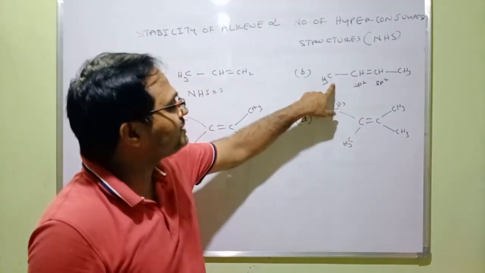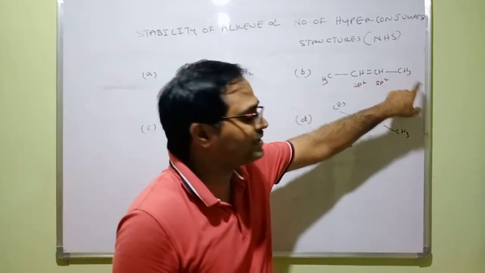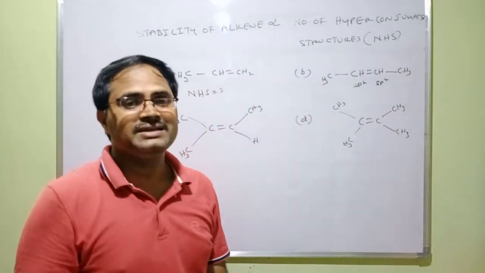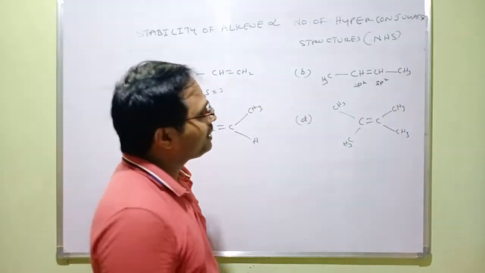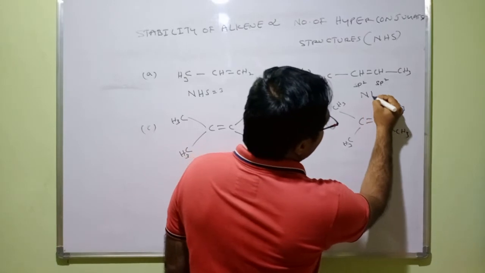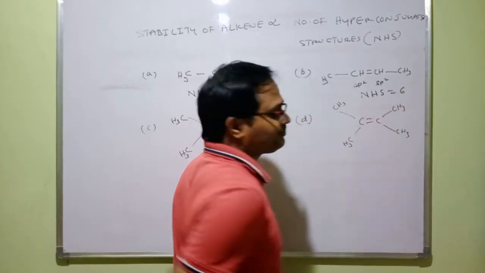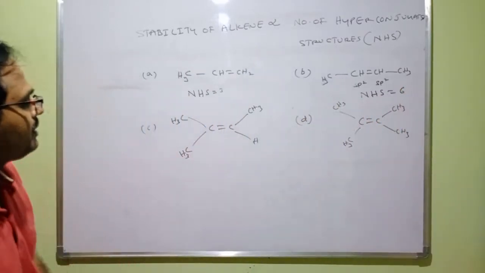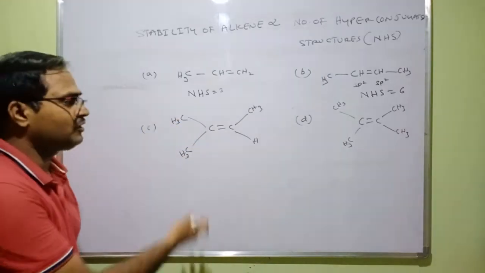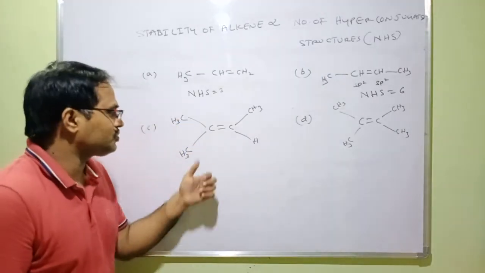Here you have how many hydrogens? 3. Here how many hydrogens? 3. You have a total of 6 CH bonds. Then you will get the number of hyperconjugated structures as 6 here. So let us come down here and count the number of hyperconjugated structures.